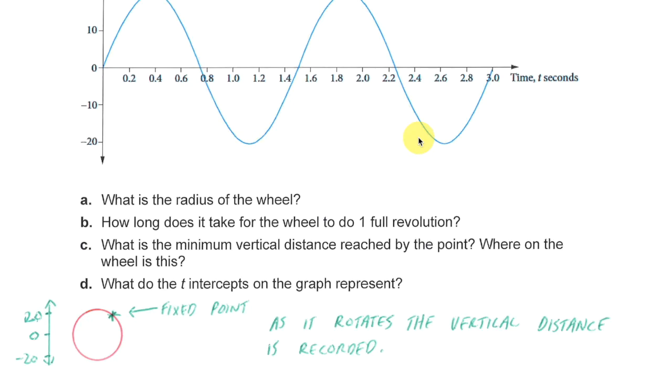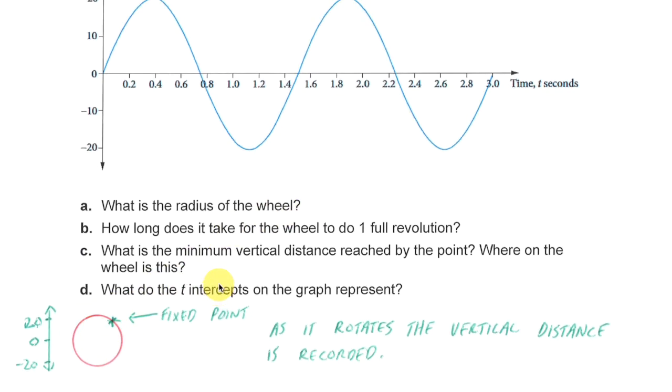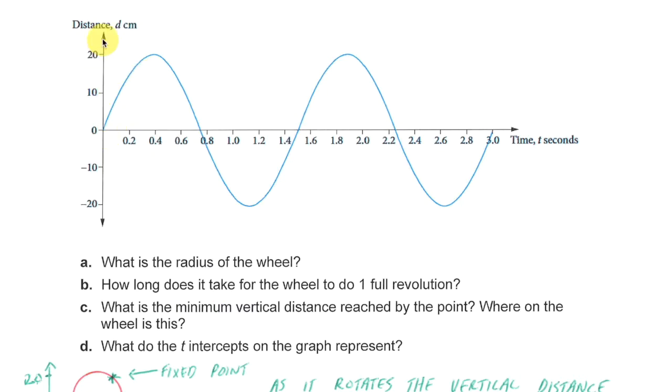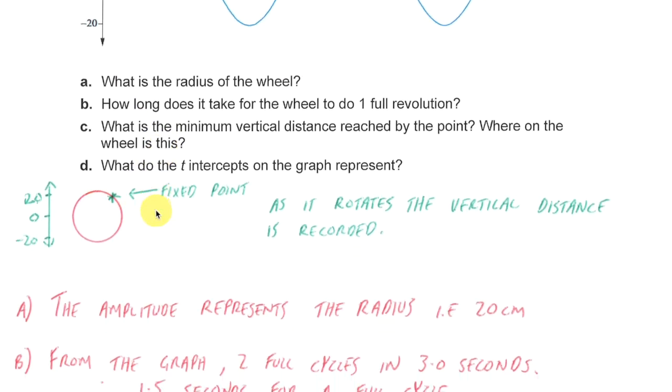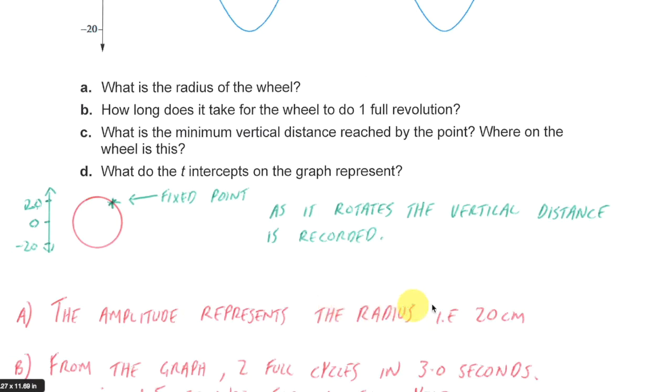Okay, let's start addressing the questions. What is the radius of the wheel? So obviously from there to there, we're talking about being the amplitude of the wave, so from here to here. So the amplitude represents a radius of 20 centimetres.